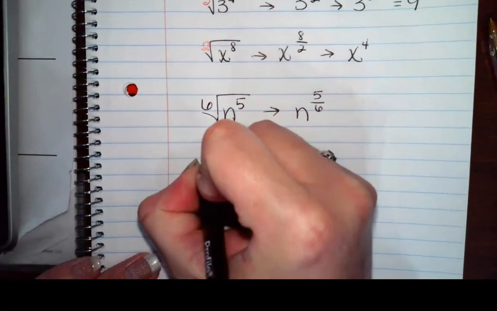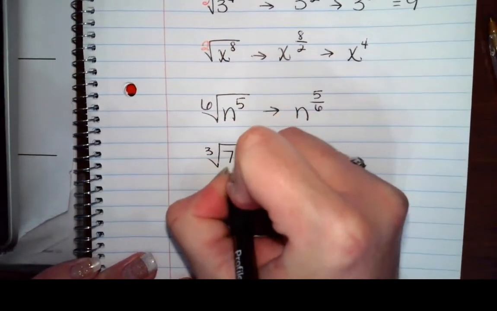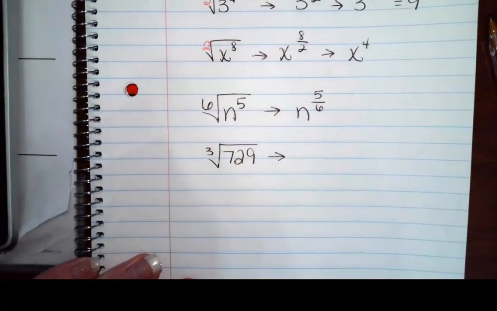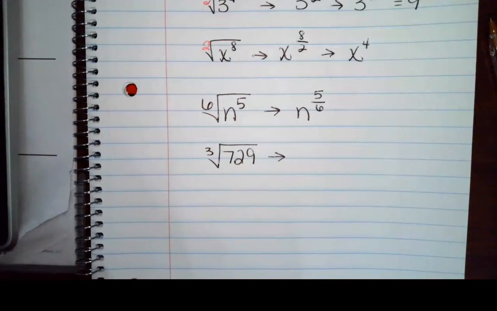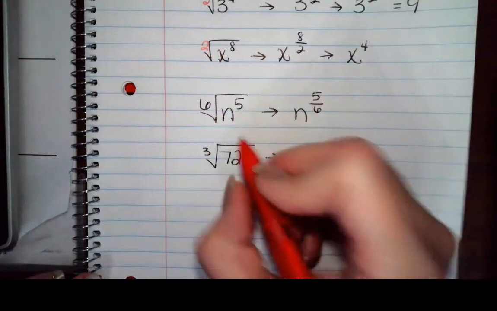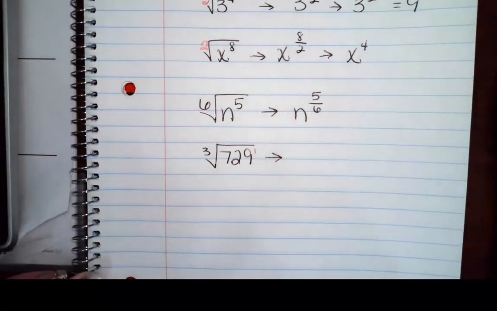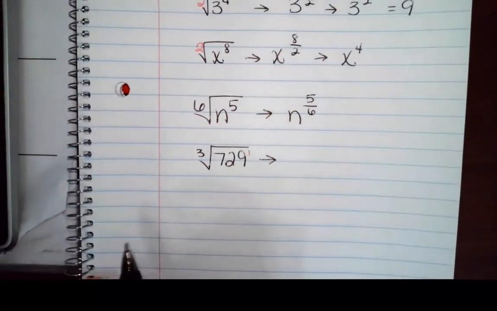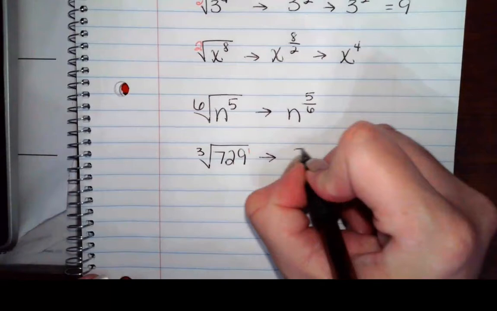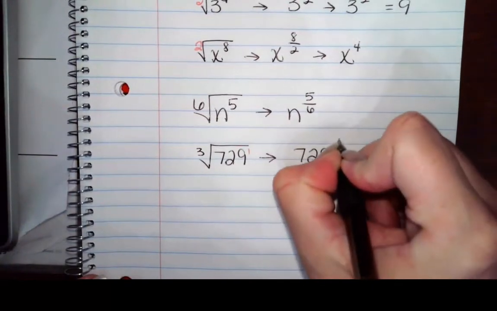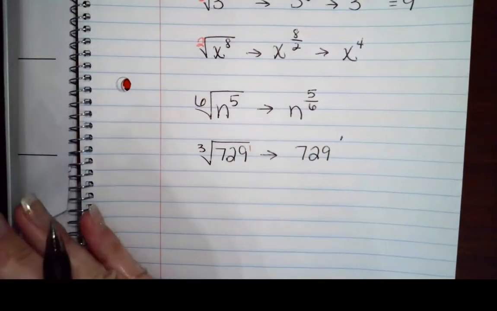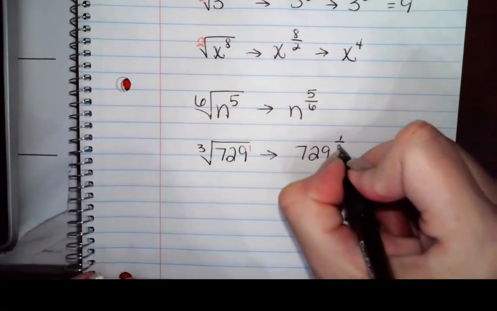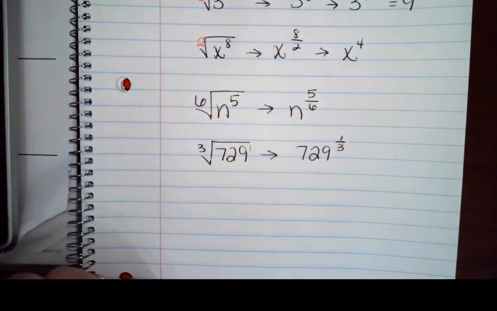All right, I have a cubed root of 729, and I want to write that using rational exponents. So what do I know first? That is a degree of 1, or an exponent of 1. So I can rewrite 729 to the first power, but I am taking a cubed root.